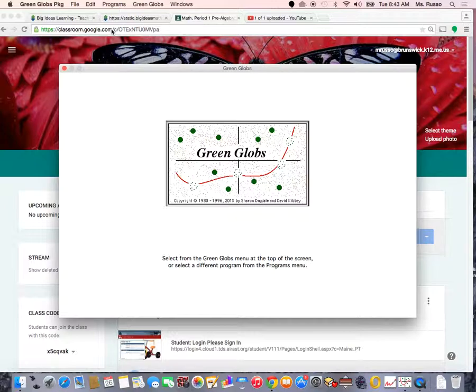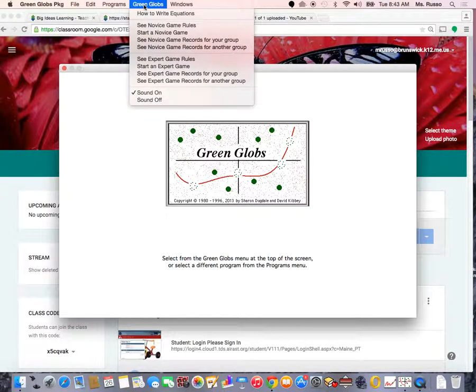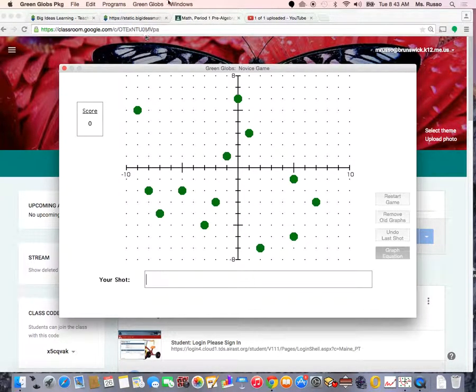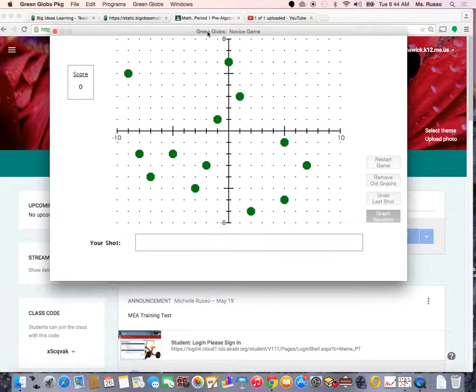Now you're like, how does this work? So what you have to do is go back up here, and you want to click on green globs, and you want to do start a novice game. We are not at expert level yet. Maybe in your free time you can work up to expert. And as we learn more about how to graph equations and the forms they take, you could probably be an expert. But today we're going to start with a novice game. There are rules if you'd like to read over them. But I'll give you a brief overview.